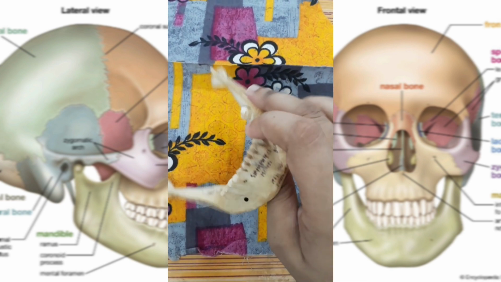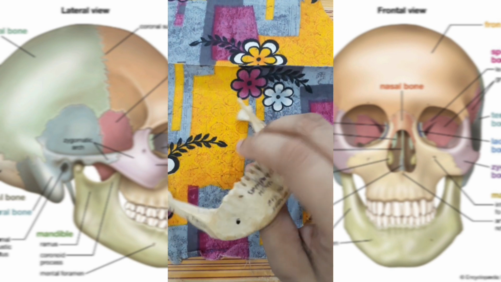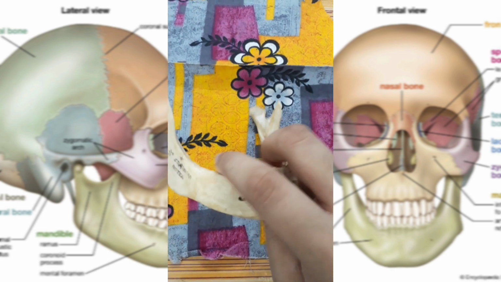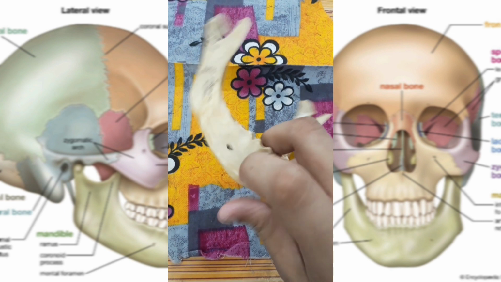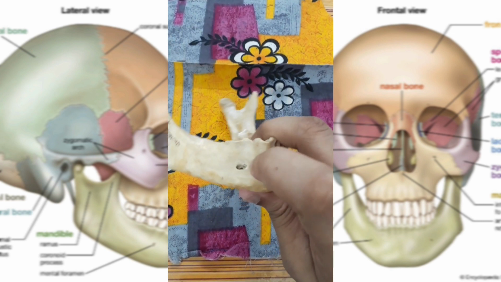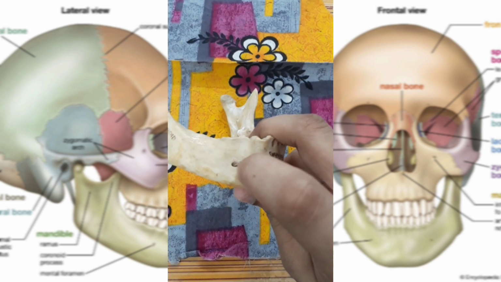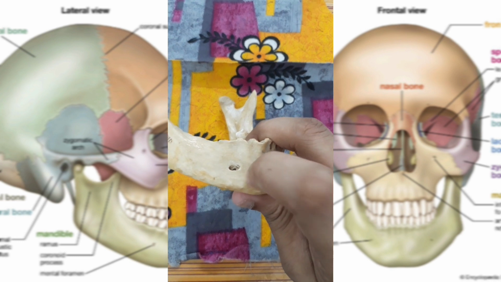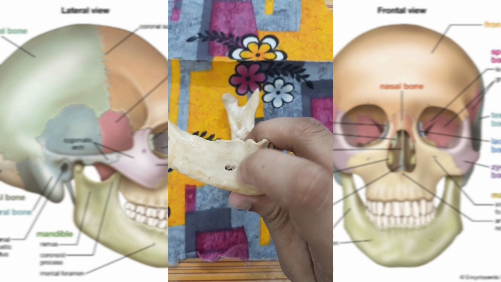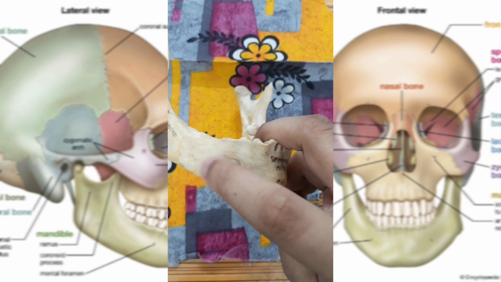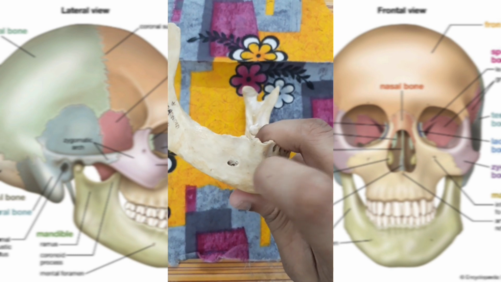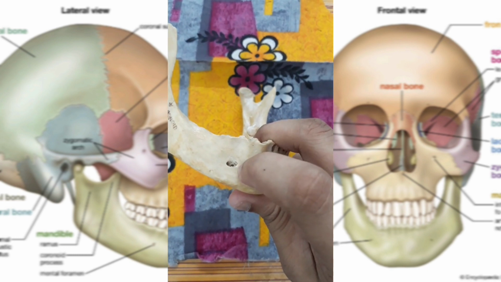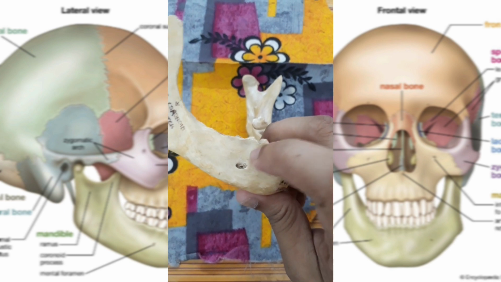So this is very important. We have already appreciated the mental foramen in the diagram which is already shown. Next we may again see the mental foramen. Here we can appreciate the mental foramen, which is a small foramen in the base of the mandible.